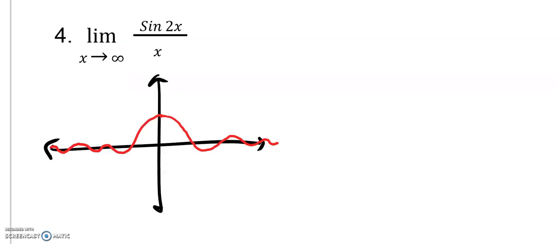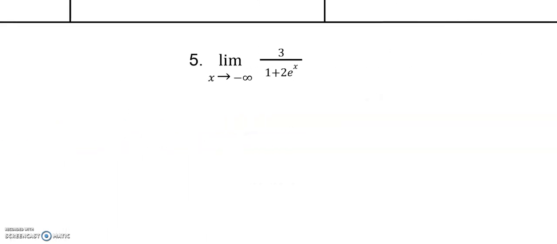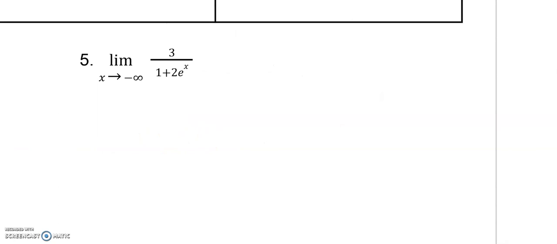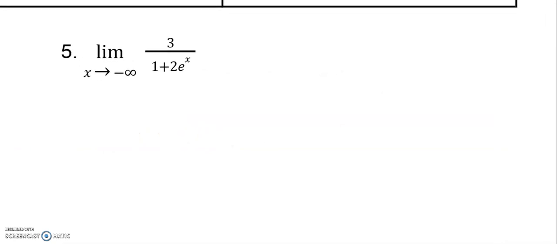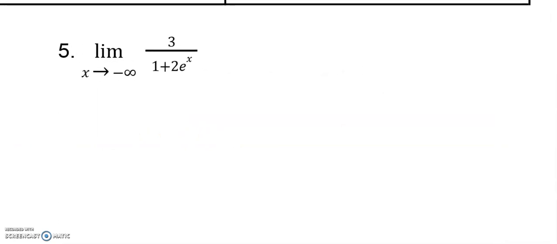Red is our graph, and even using the table, if you plug in really large or really small values, you'll see that as x approaches infinity, in this case, your y values are approaching and getting closer and closer to 0. And then try this one on your own. You can look at the graph or the tables for this one as well.